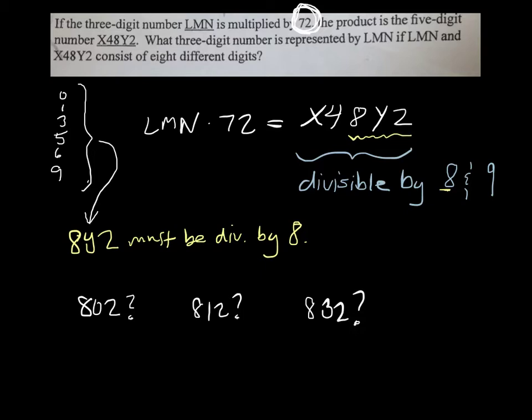8 times 104. Do you believe that? 8 times 4 is 32. 8 times 100 is 800. Okay, so that's good. We're good with 832. What about 852? Is that divisible by 8?